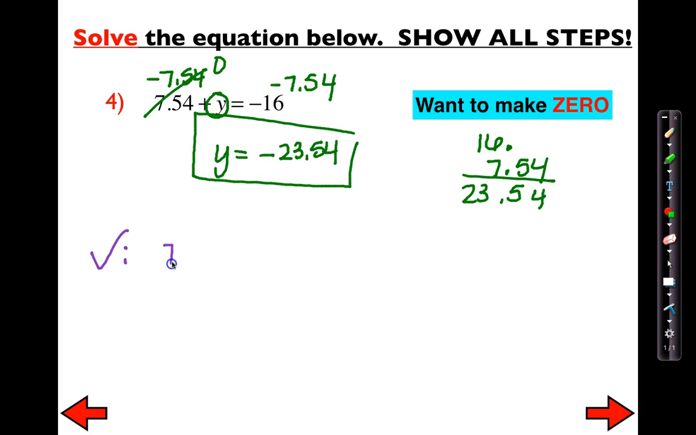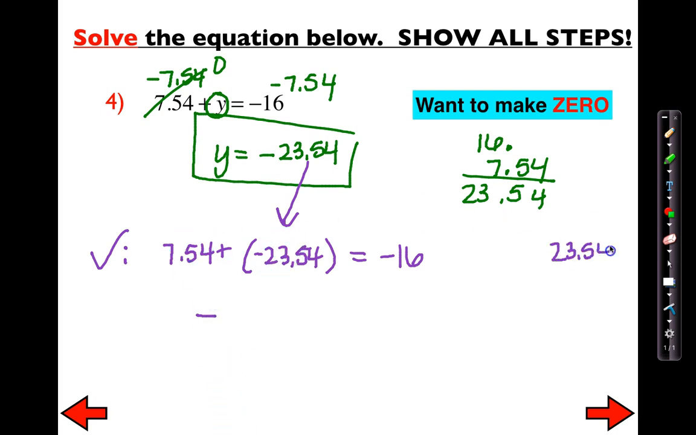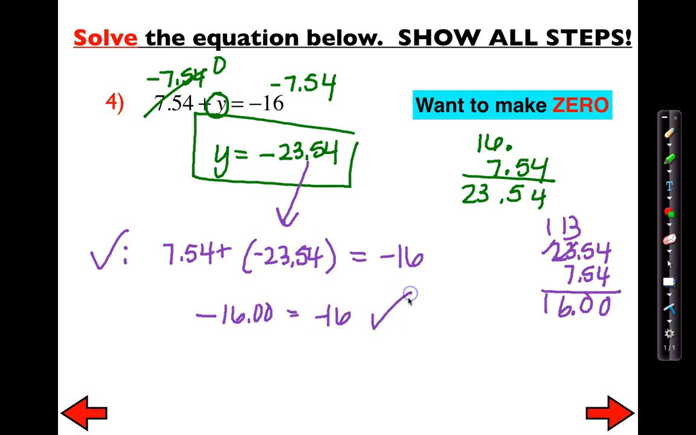We're going to go ahead and write 7 and 54/100 plus a value for y is going to equal negative 16. I can go ahead and plug this value in now for y and check to see what I have. There's definitely more negatives, so that's going to stay negative. There are 23 and 54/100 negatives and 7 and 54/100 positive, so let's find the difference between these two. That is going to leave me with 16. Now, is that the same thing as negative 16? The answer is yes. So I'm very confident that the solution is y equals negative 23 and 54/100.